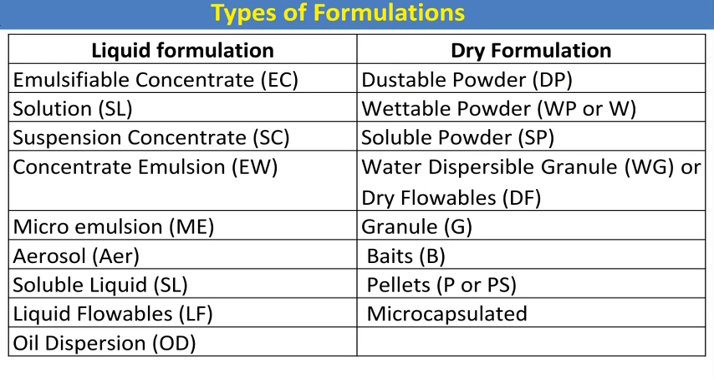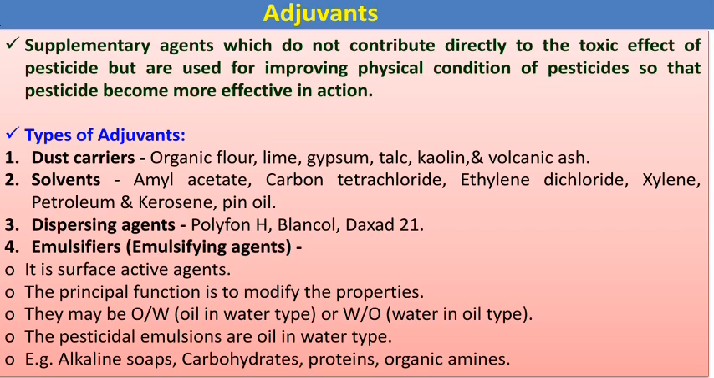Then next is the formulations. The formulation is nothing but a preparation which contains the active ingredient and some carriers or solvents. In the market nowadays, different formulations are available. The formulation is categorized into two major categories: dry formulation and liquid formulation. Some examples of dry formulation are dustable powder, wettable powder, soluble powder, water dispersible granules, bait, pellets, and microencapsulated. Then liquid formulation insecticides include emulsifiable concentrate, solution, suspension concentrate, concentrate emulsion, micro emulsion, aerosol, soluble liquid, liquid fluids, and oil dispersion. These are the different formulations.